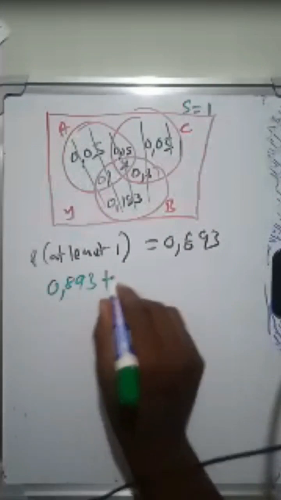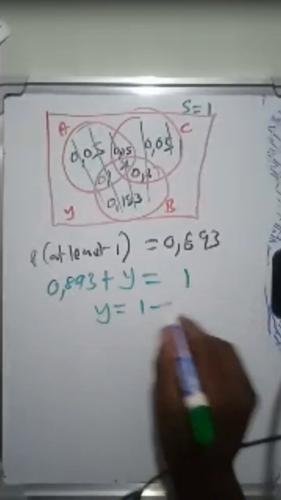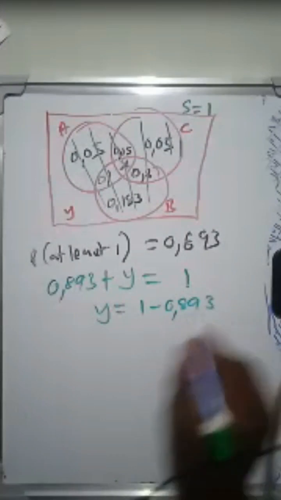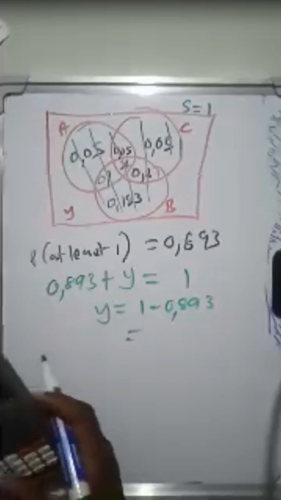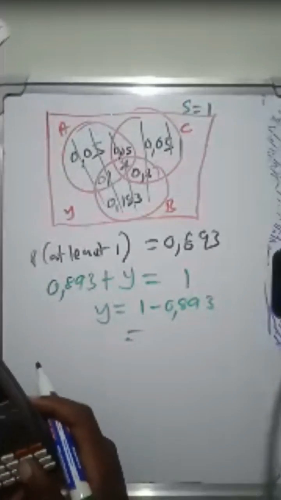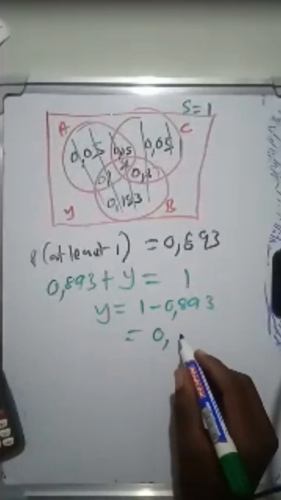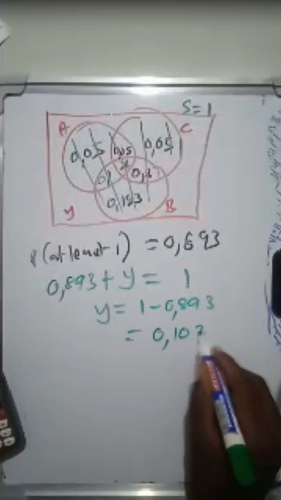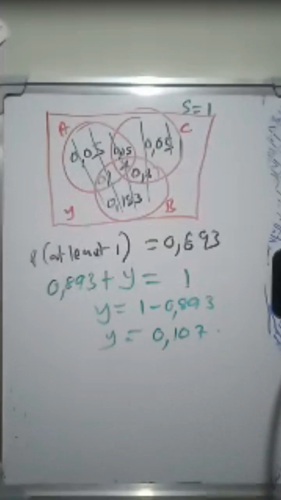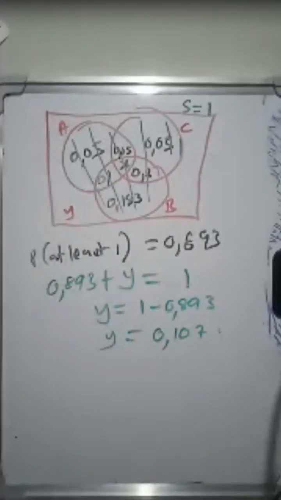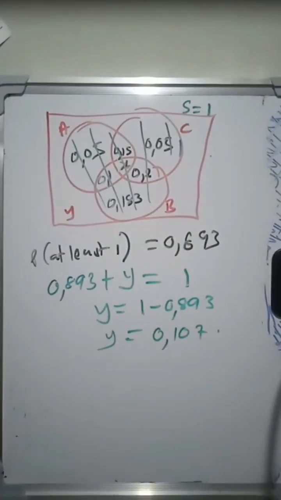So it means 0.893 plus y should give us what? 1. Therefore, y is equal to 1 minus 0.893. See what we get? 1 minus 0.893. We get 0.107. That is what we get. So it means y is equal to 0.107.